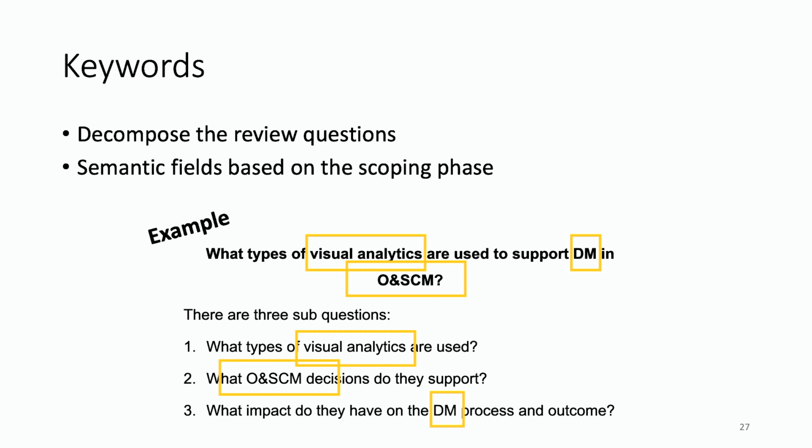So how do I break that into keywords? We can have multiple ways to refer to visual analytics. We can also have multiple ways to refer and talk about decision making. Exactly the same situation for operations and supply chain management. There are many ways to call that, and they appear in the literature in many forms.